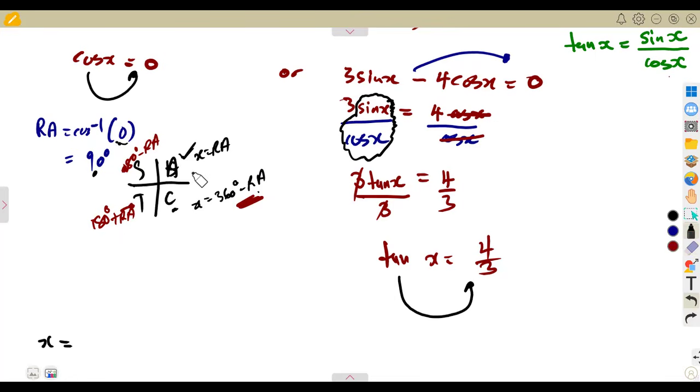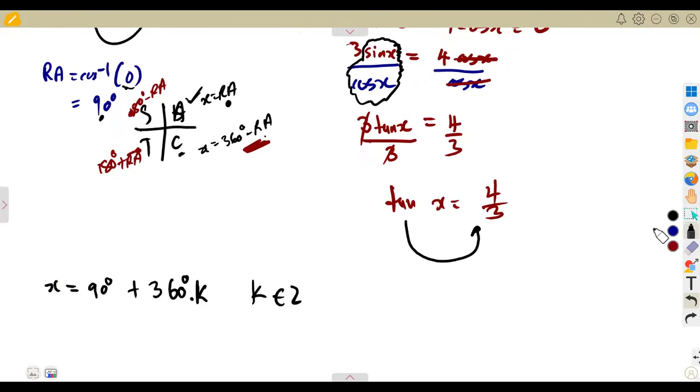Or this is, if you are used to the exact way, because you're supposed to have two solutions. The first one we said is going to be equal to the reference angle, which is 90 degrees plus 360 degrees times k, where k is an element of all the integers. The second one that you're going to have is when it is positive in the fourth quadrant, 360 minus the reference angle. So when you subtract 360 minus 90 degrees, it is going to give us 270 degrees plus 360 times k.